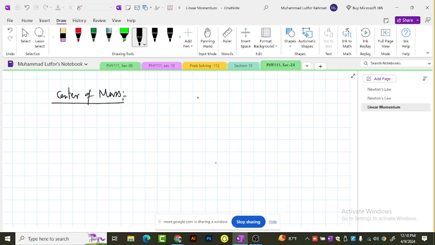of a system. Let's say I have an arbitrary shape of object, it has a lot of point masses.